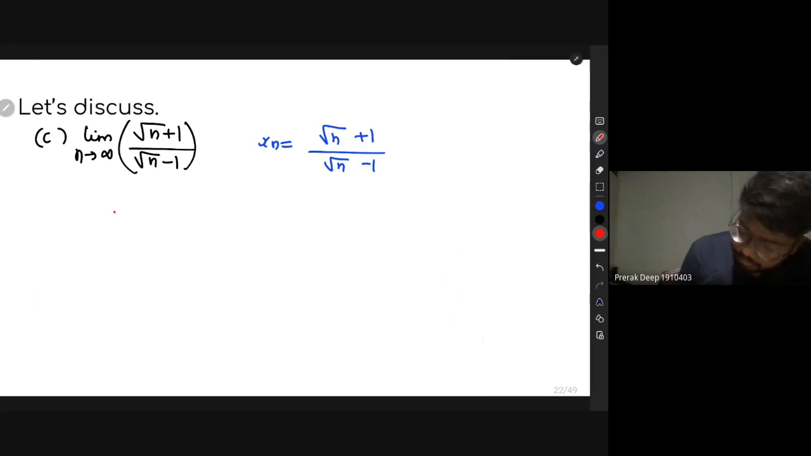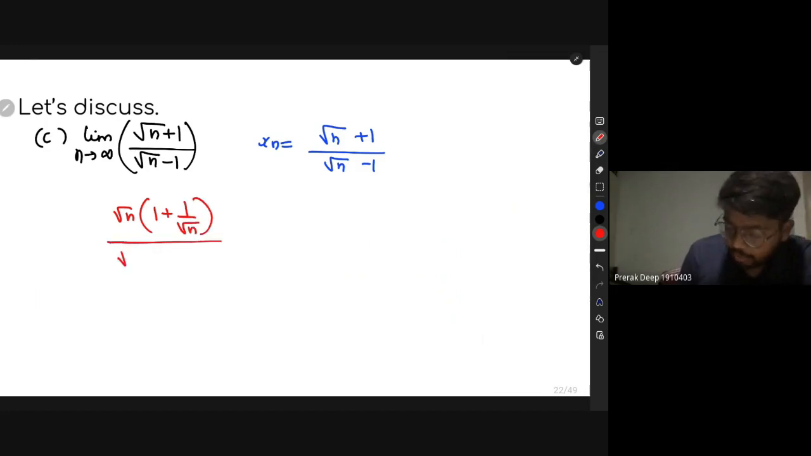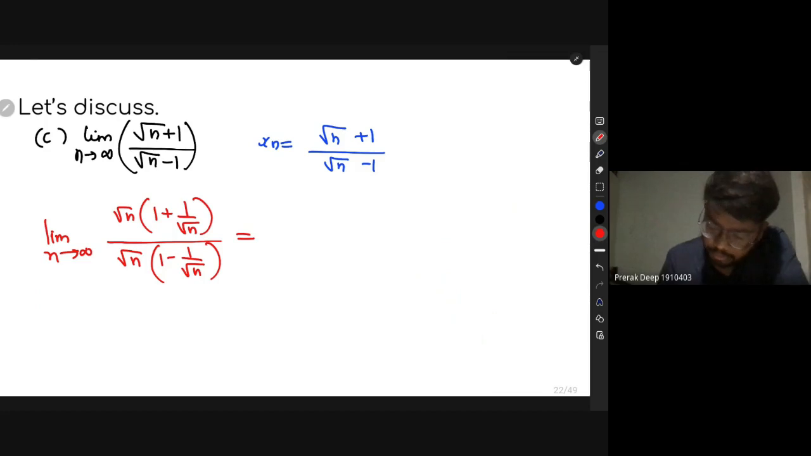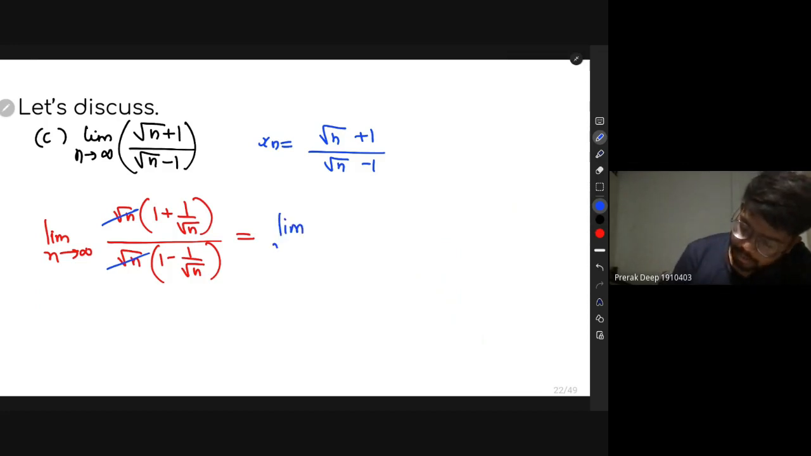We take square root of n common in the numerator, so we will get 1 over this. Similarly, I take square root of n common in the denominator, so I will get this. Now I can cancel square root of n from the numerator and denominator. So I have reduced my sequence into a sequence which looks like this.